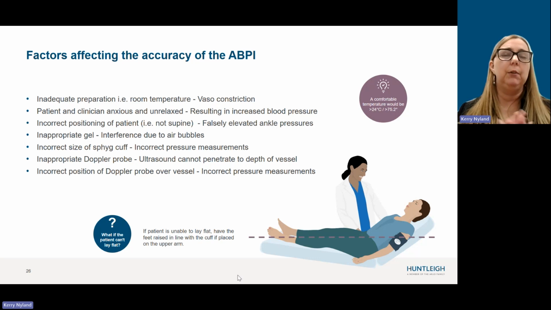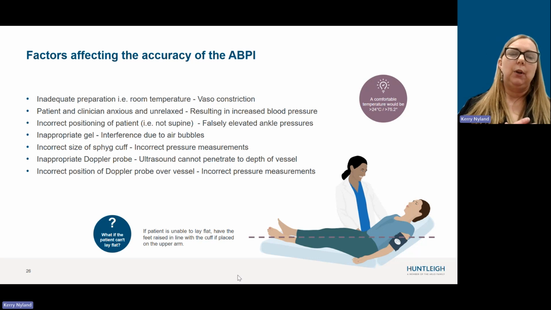Inappropriate gel, this is really important. You need to be using the correct ultrasound gel. Don't be tempted to use other lubricants because you can get little microscopic air bubbles in them, so you won't get as good a signal. If you're trying to pick up a pulse in an already diseased limb, that can be hard enough anyway. So by using the wrong gel, you're just going to make that harder for yourself.